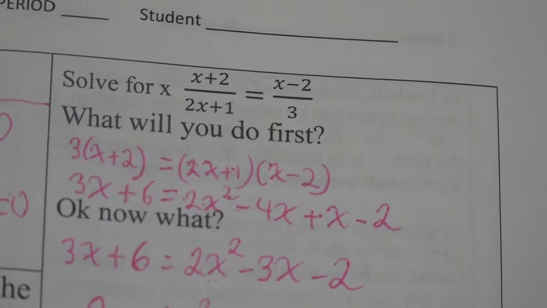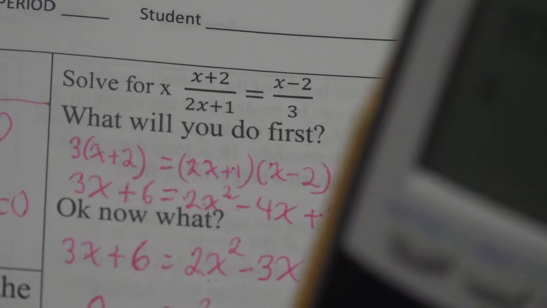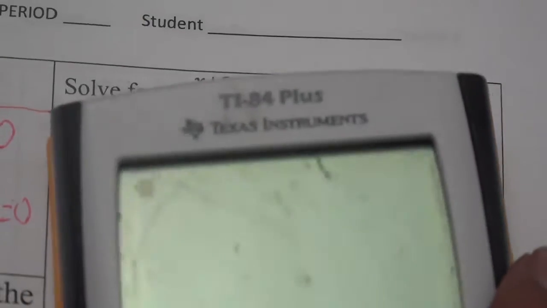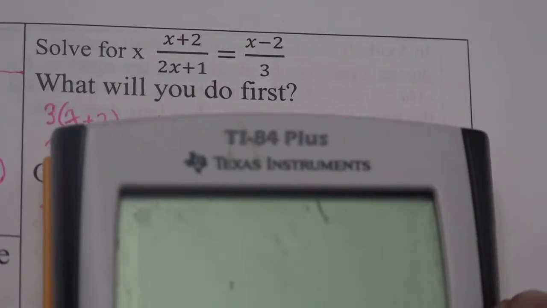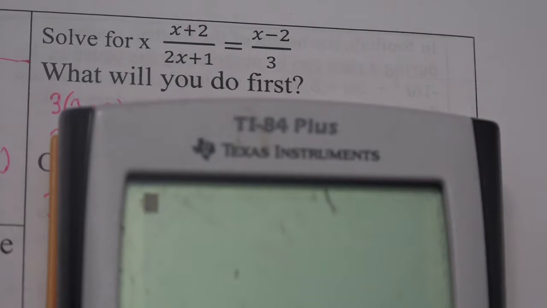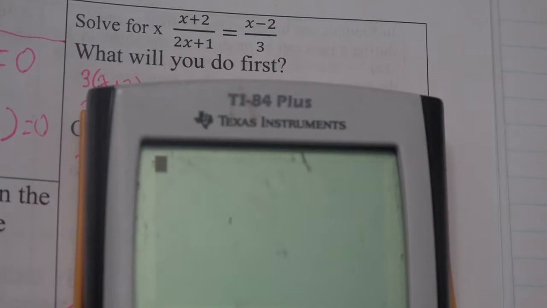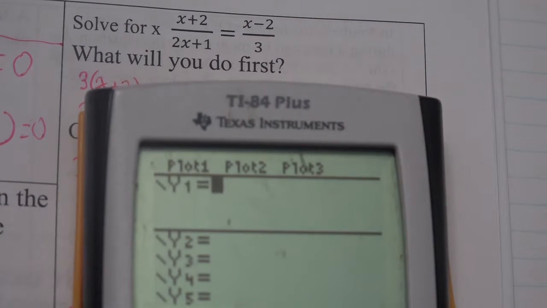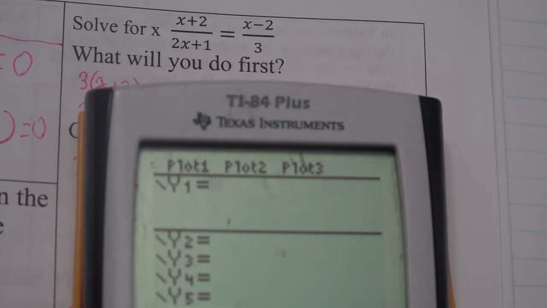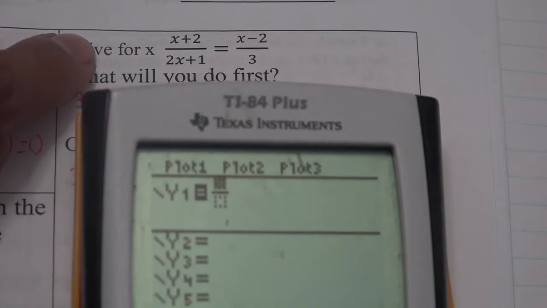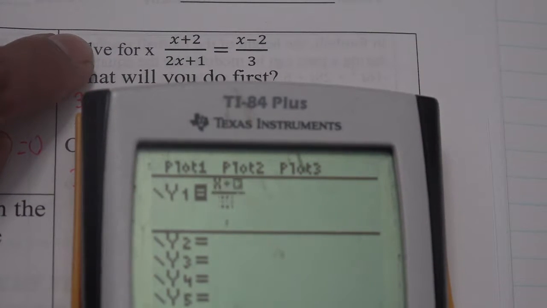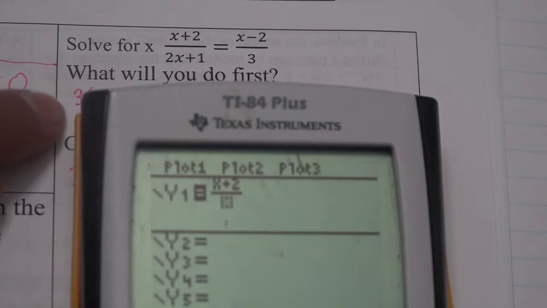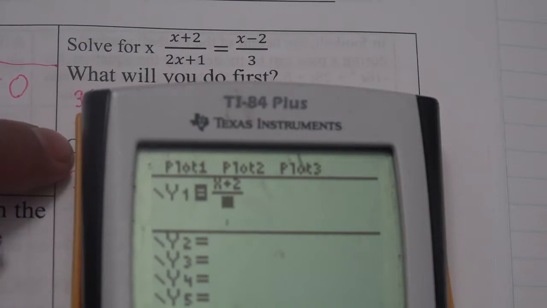You see this right here? We can actually graph it. So I'm going to make this a little smaller. Okay, you can see now. I am going to type exactly what I see. So I'm going to press y equals. I'm going to clear everything that's there. And now I am going to write a fraction. So it's going to be alpha y equals, fraction. My top is going to be x plus 2. Then the bottom is going to be 2x plus 1.